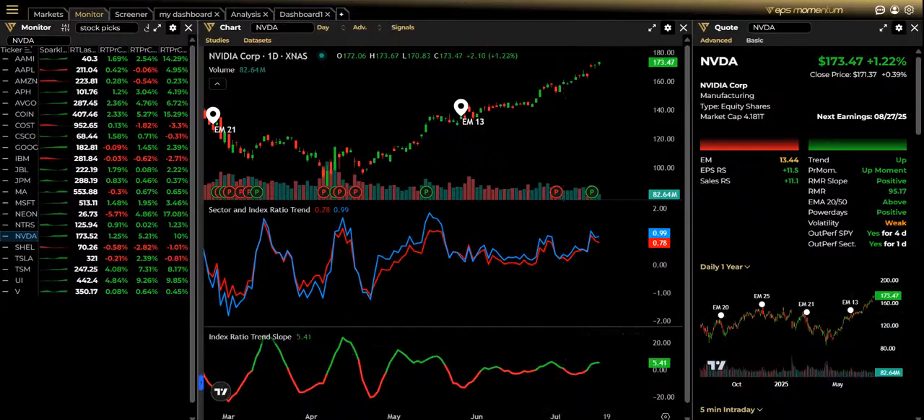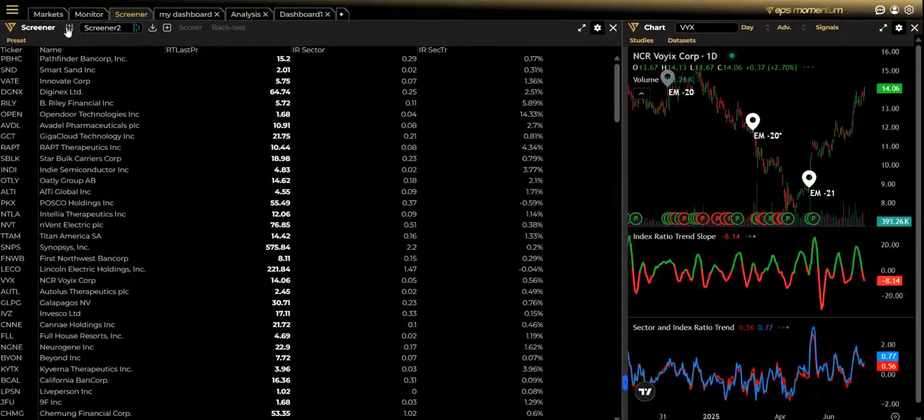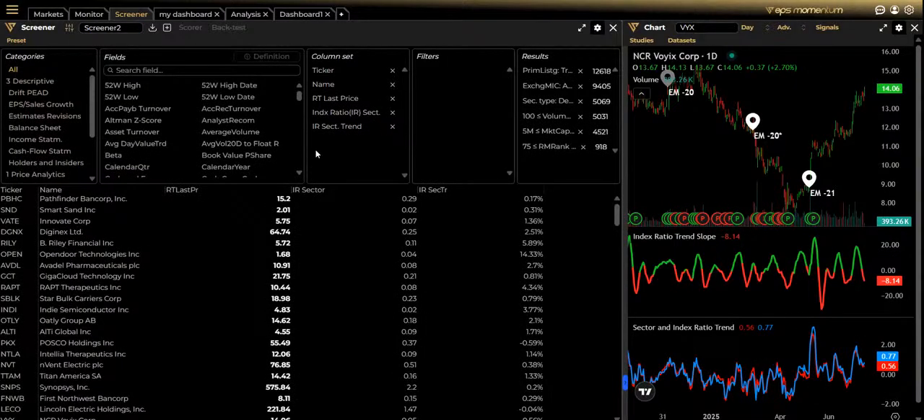You have the ability to monitor this on the advanced quote, where you can see if it outperforms the S&P, yes or no, and for how many days, for 4 days or for 1 day. That is really, really useful. It tells you if the stock is really outperforming the index. On the screener, it's the same thing. You can filter on any of those values.